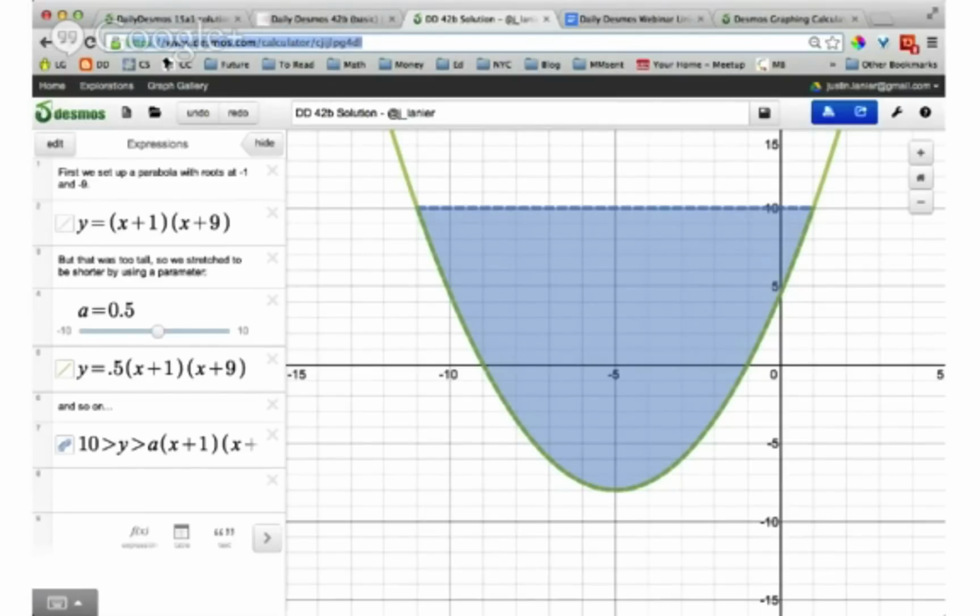What do we got next, Dan? Next, we're both going to talk about sort of how we create the Daily Desmos puzzles. Yeah. And go through quickly how we sort of come up with some of them.